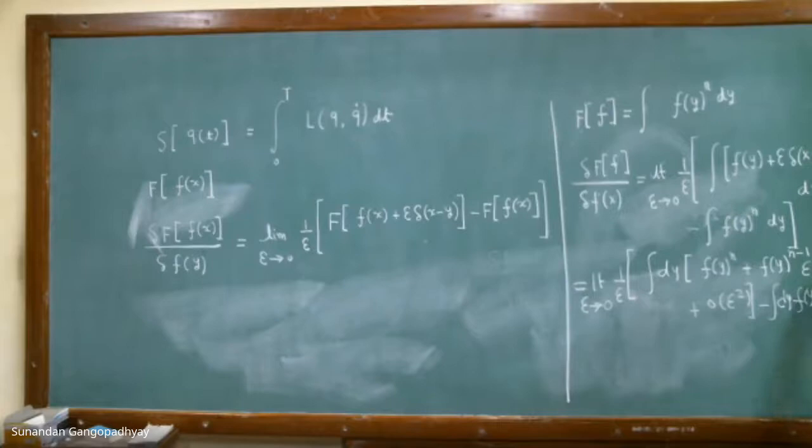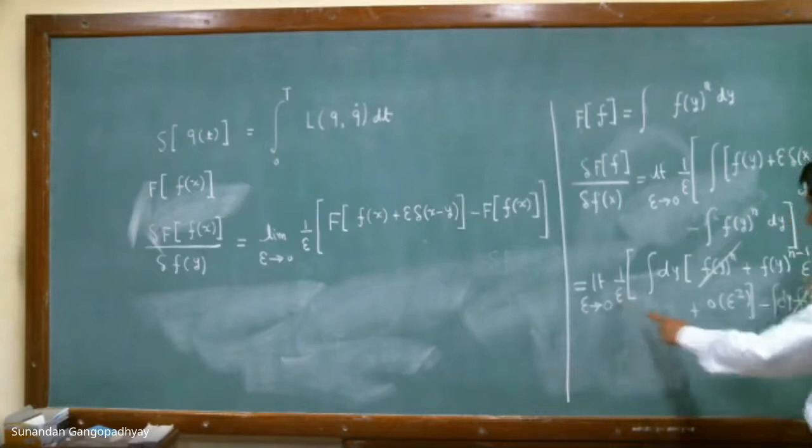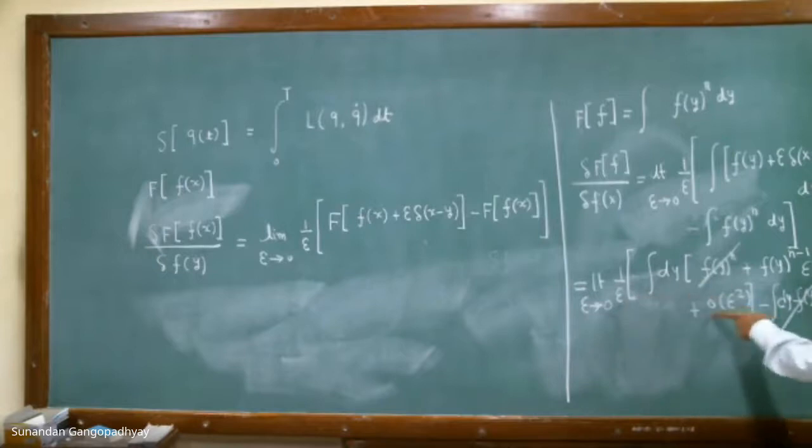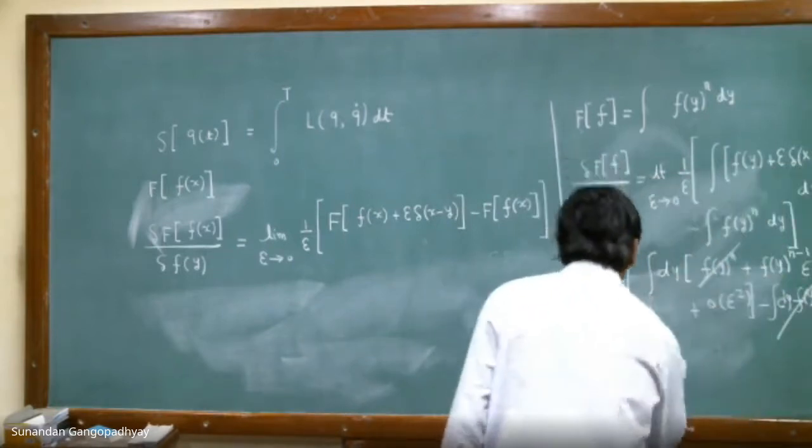You can now see that this term cancels with this term. Epsilon and epsilon will get cancelled, and this term is of the order of epsilon square. So this term will become of the order of epsilon, and in the limit epsilon going to 0, all these terms will drop out. So what we shall have ultimately is the following.